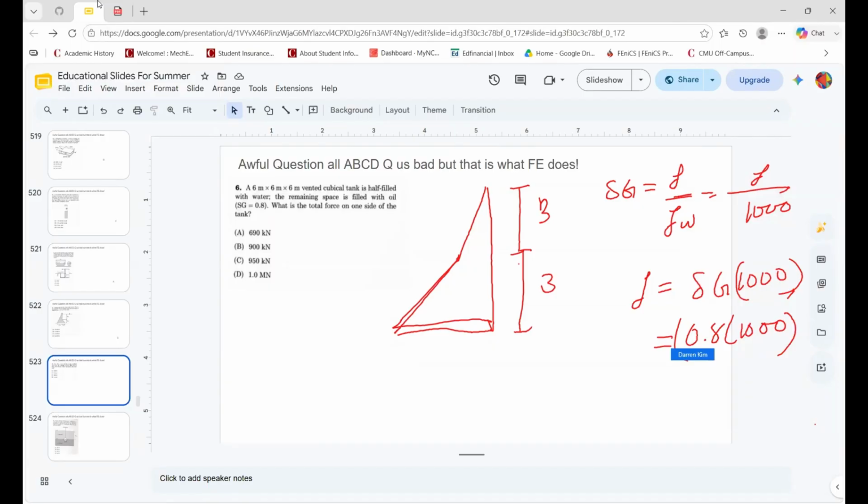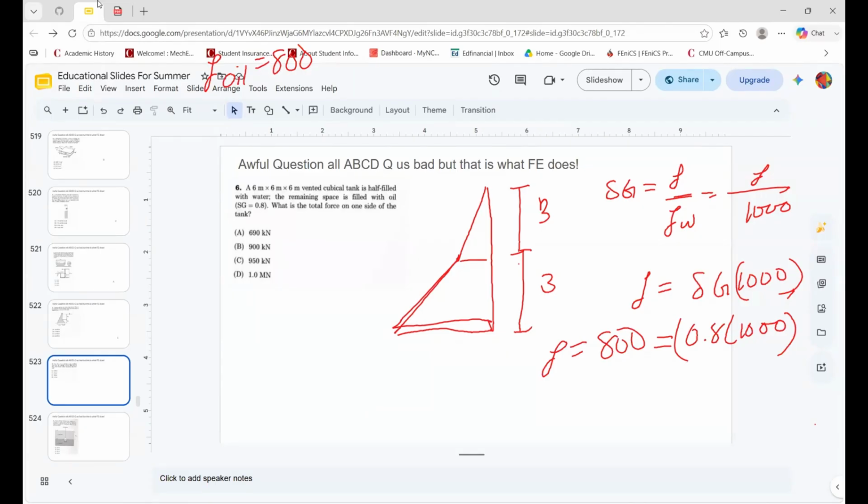So get your calculator out. 0.8 multiplied by 1,000 equals about 800. So 800 equals rho oil, that is about what we're going to use for rho oil. Note that. So the oil is going to be in the top half probably, because that's how it usually works.